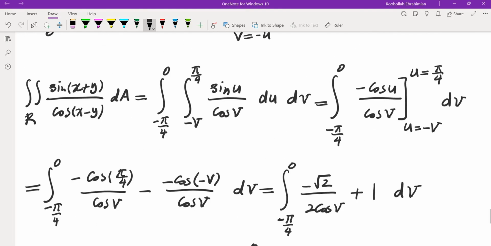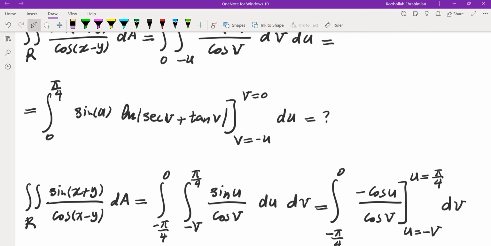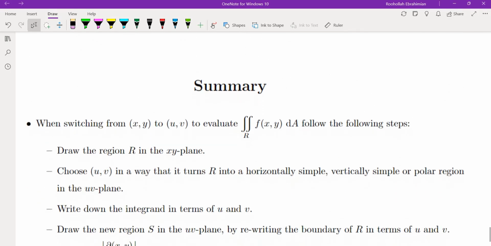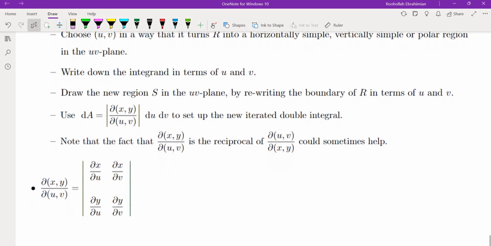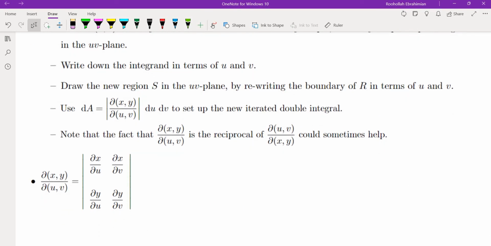So as you see, this integral was actually a pretty difficult one. So we had to do a couple different attempts until one of them worked. So what is the general idea of change of coordinates? When switching from xy to uv, we evaluate this by following these steps. First thing is always to sketch your region. Then you choose an appropriate u and v if your region is not a vertically simple, horizontally simple, or polar region. You write down the integrand in terms of u and v, find the Jacobian, and find the limits of your u and v by drawing the region in the uv plane, and then evaluate the integral.